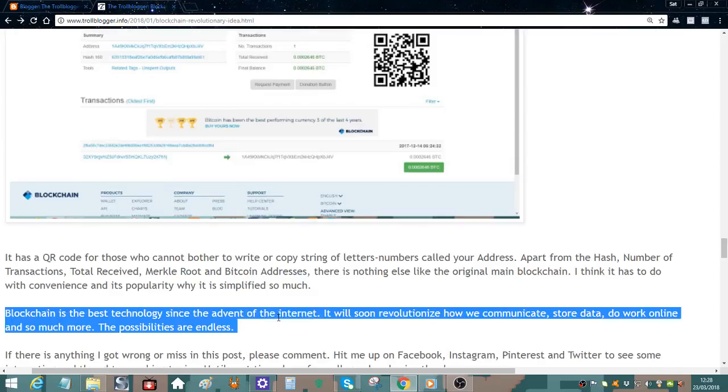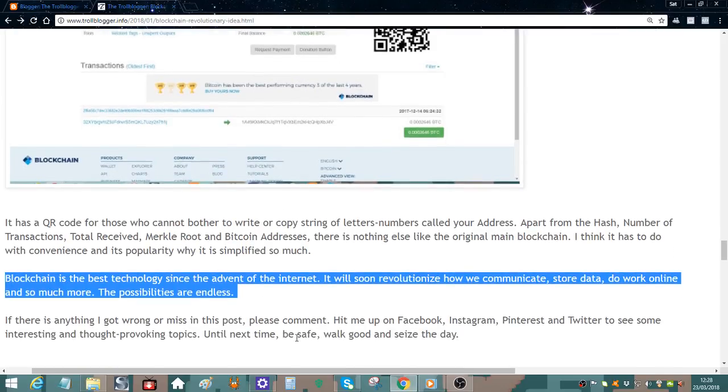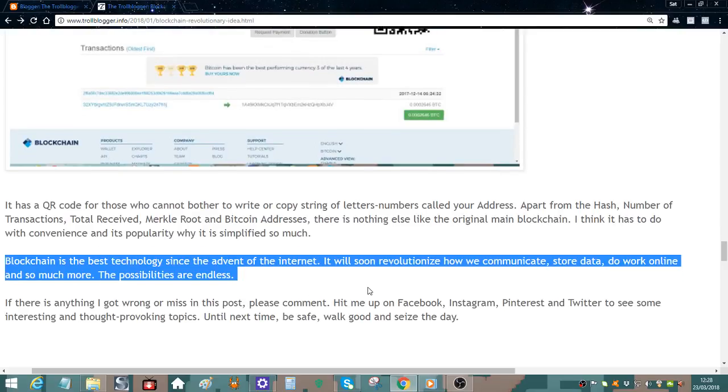Blockchain is the best technology since the advent of the internet. It will soon revolutionize how we communicate, store data, do work online and so much more.